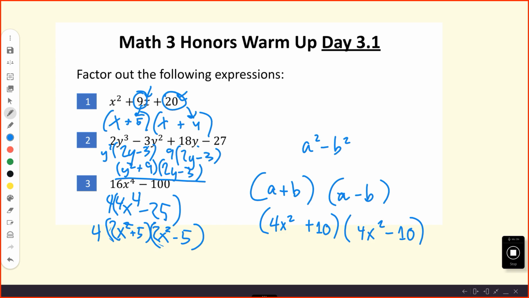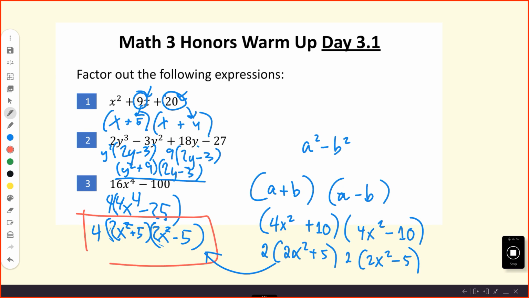Now, if you do it this way, if you started factoring out this one into this, you can just factor out also these two factors. What is the common factor of 4x squared plus 10? 2. So you can do that as 2 times 2x squared plus 5. And then the common factor of 4x squared minus 10 is also 2. So that's 2 times 2x squared minus 5. And then 2 times 2 is 4. So the final answer will be that, okay? Which is Lila's answer. 4 times 2x squared plus 5 times 2x squared minus 5.